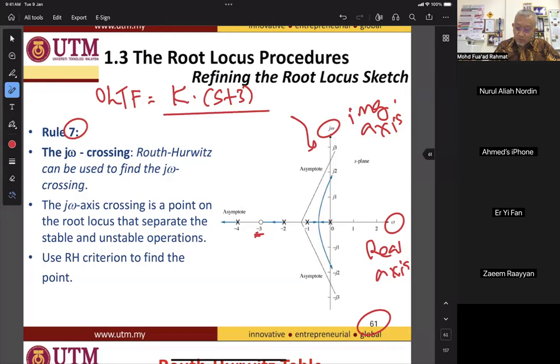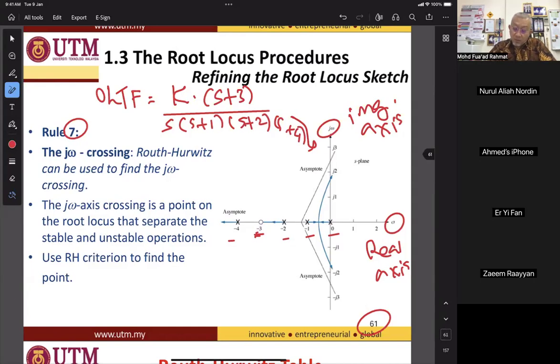And then we have 4 open loop poles, starting from 0, -1, -2, -4. So it will be S plus 1, S plus 2, and S plus 4. So 4 open loop poles and 1 open loop zero, with K varying on the root locus plot.